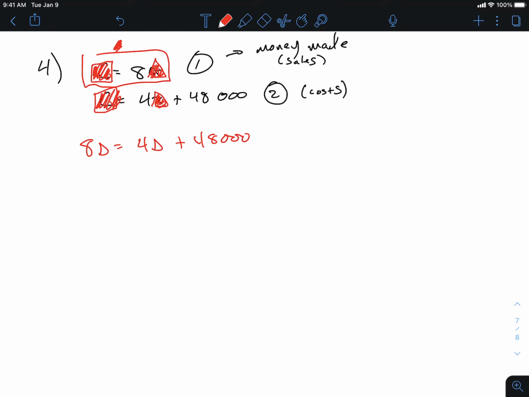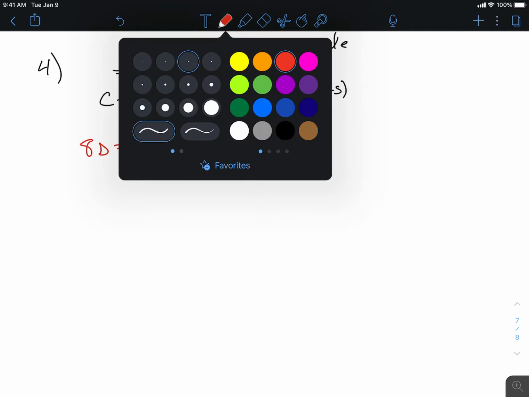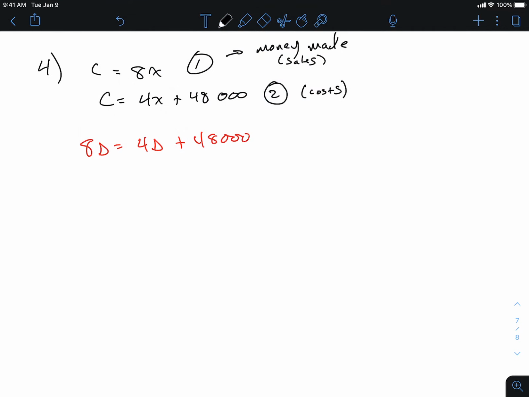And remember, underneath the triangles and underneath the squares was just 8x is equal to 4x plus 48,000. And I want you to solve for x. So how do I do that? Well, I get all the x's, or the variables, on one side. I'm collecting like terms, and then I just solve.